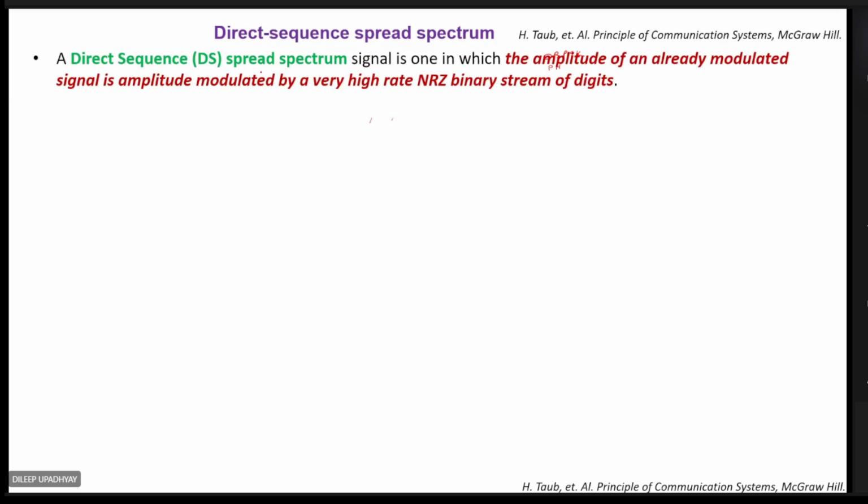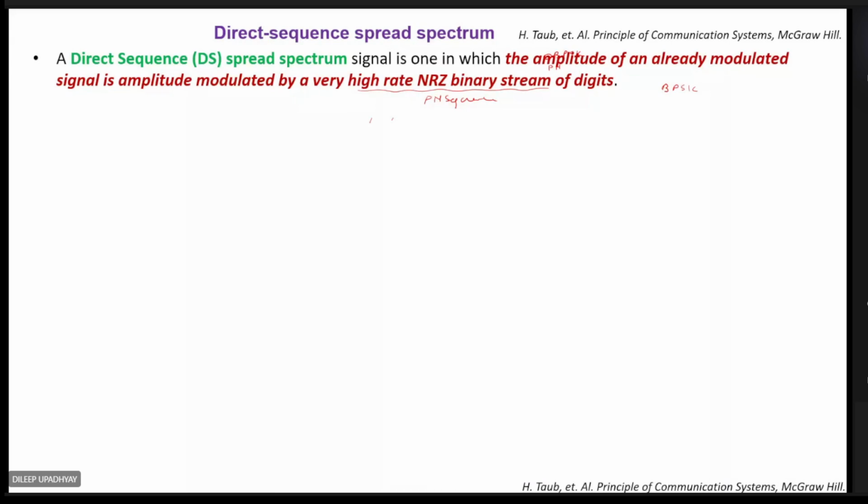So a direct sequence spread spectrum signal is one in which the amplitude of an already modulated signal, the BPSK signal, is modulated a second time with a very high rate binary stream of digits. And this high rate binary stream of digits is nothing but the PN sequence. So this is the basic definition of the direct sequence spread spectrum.